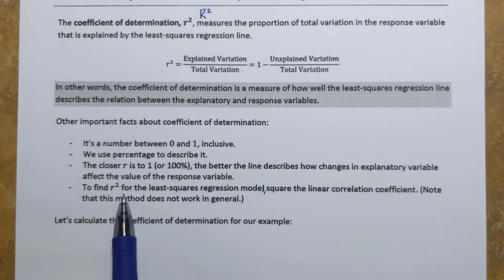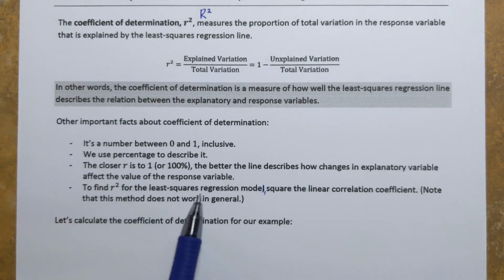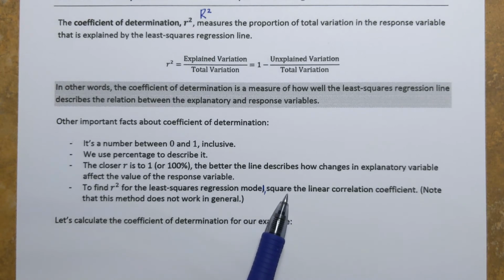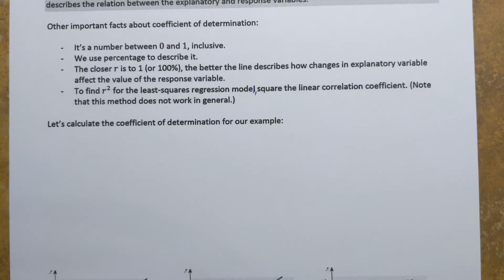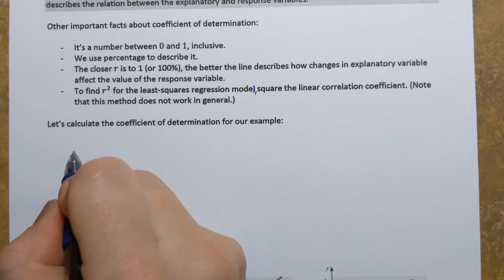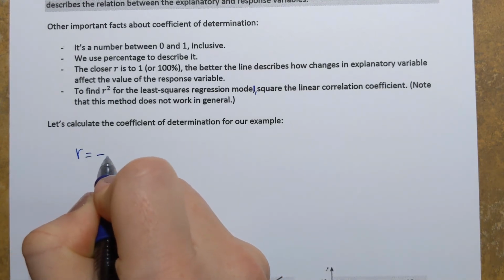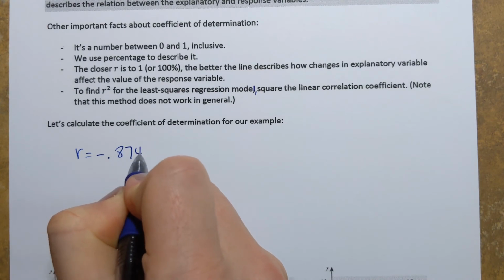And this is how we find it. So we're going to be using the simplified way of finding, which is very easy. We simply square the linear correlation coefficient. And let's try it for our example. In previous exercise, we already computed the correlation coefficient for our bivariate data, describing the age and price of some Honda Accords, and we know it's negative 0.874.